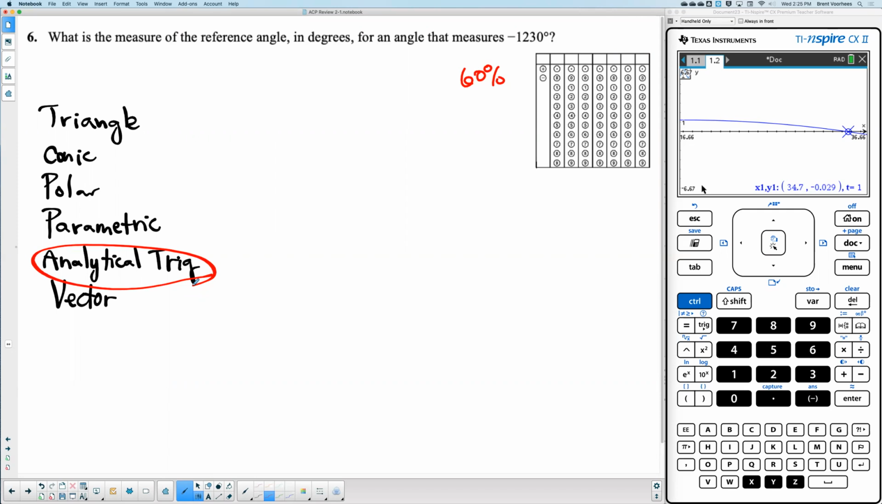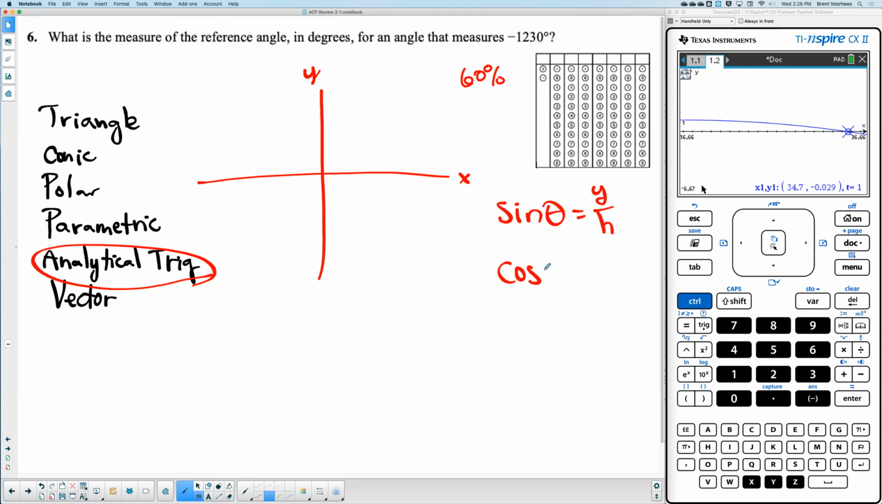Here's what is really helpful for you to remember. When you draw this, this horizontal line is called x, and this line is called y. If you can remember those two things, if you can remember that sine is y over h, cos is x over h, tangent is y over x, and one more thing, the Pythagorean theorem: x squared plus y squared equals h squared.